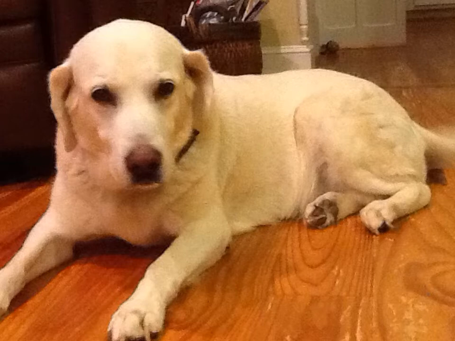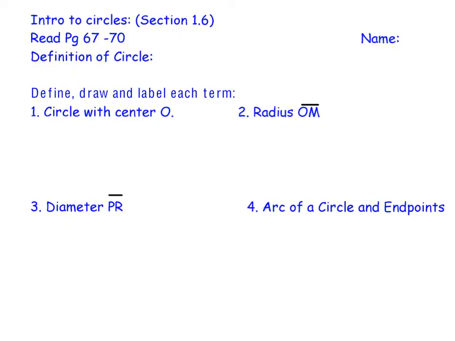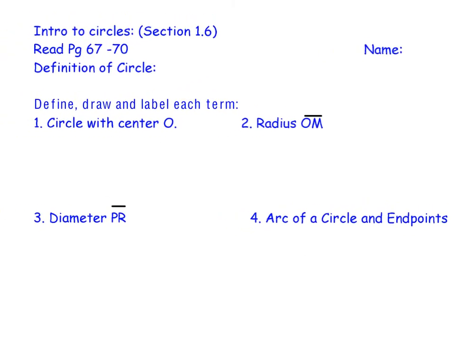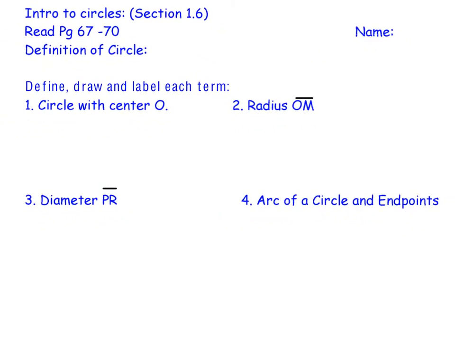All right, let's get ready to talk about some circles. Your job was to complete this top half of the paper, numbers 1 through 4 in the definition of a circle, so make sure that is done. And if you need help, you're going to look on pages 67 through 70 for that.